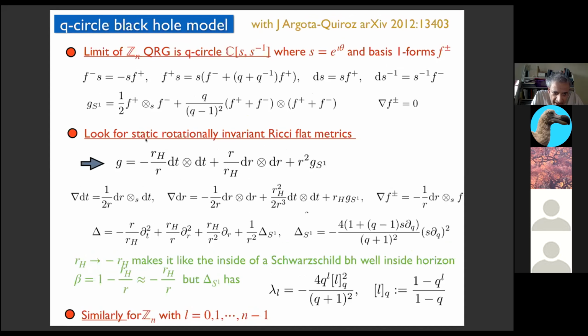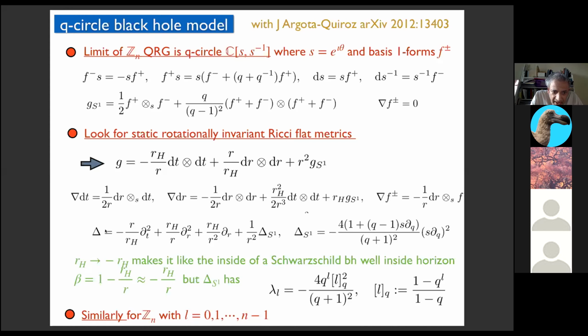We take some function here for a static rotationally symmetric solution. We solve for Ricci equals 0, and we end up with a black hole type solution here. We end up with the solution. This is the Levi-Civita connection. Now it's a bit more non-trivial.